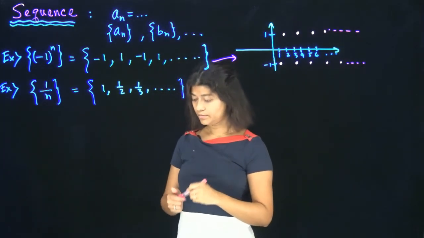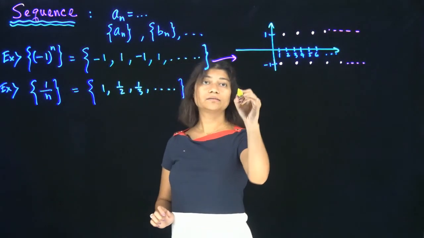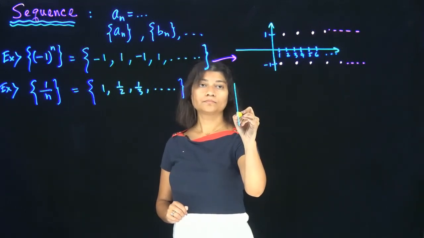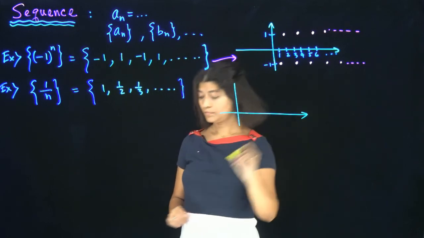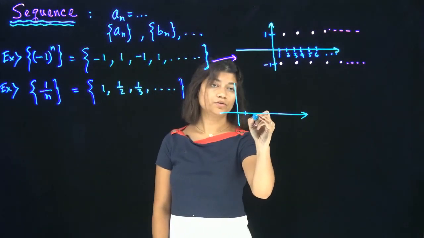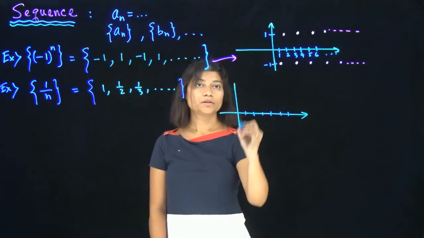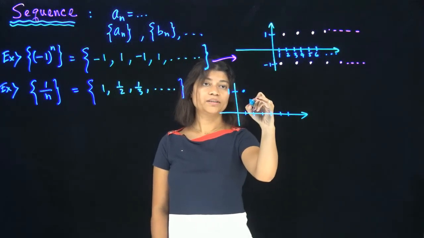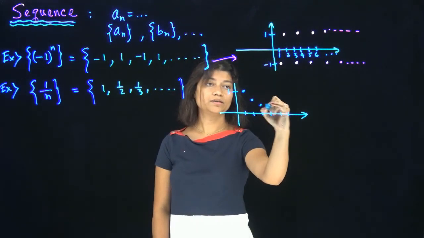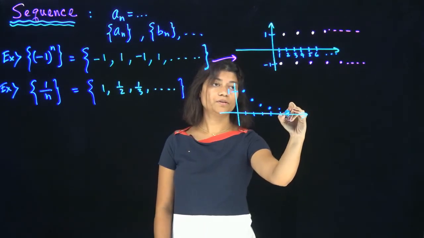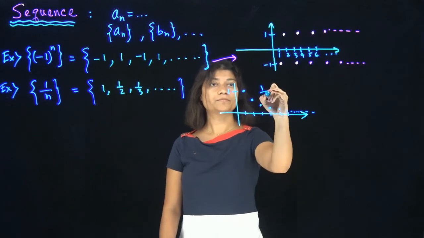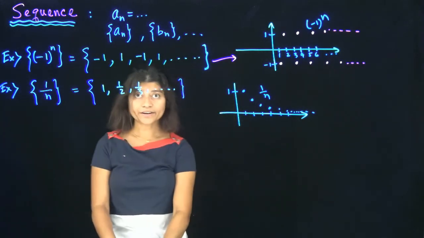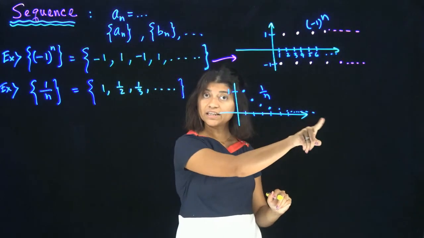Let's draw the 1 over n also, just so that you get an idea. Again, it's at 1, 2, 3, 4, 5, 6, and so on. So let's say this is my 1 here. So at 1, the value is 1. Then we have 1/2. Then 1/3. Then 1/4, then 1/5, then 1/6. This is 1 over n. This was (-1) to the n. So, understand this very, very clearly. This is the sequence 1 over n.